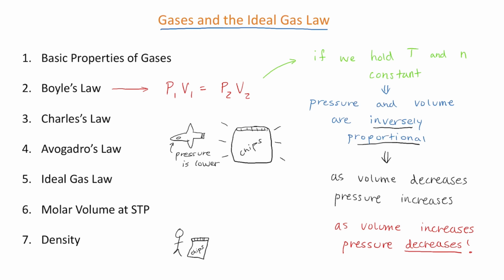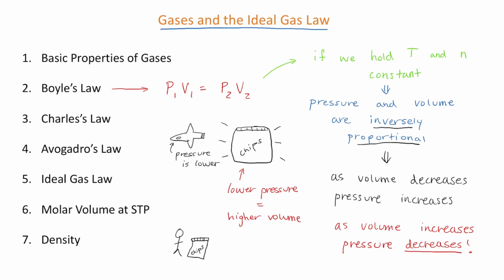Why does this happen? Well, the bag of chips has gas in it, and when you go up into the airplane, the pressure around you is lower. Lower pressure means the gas will have a higher volume. That's why the chip bag expands. So when it comes to Boyle's law, remember, pressure and volume are inversely proportional.